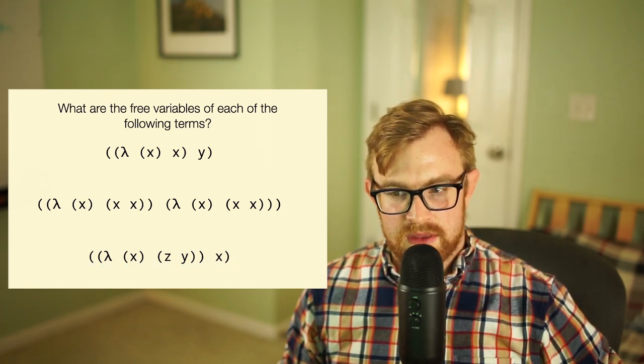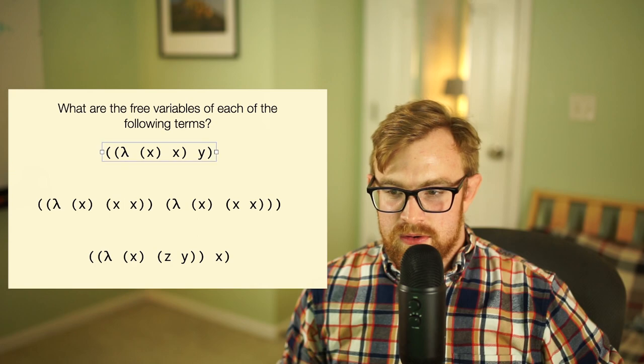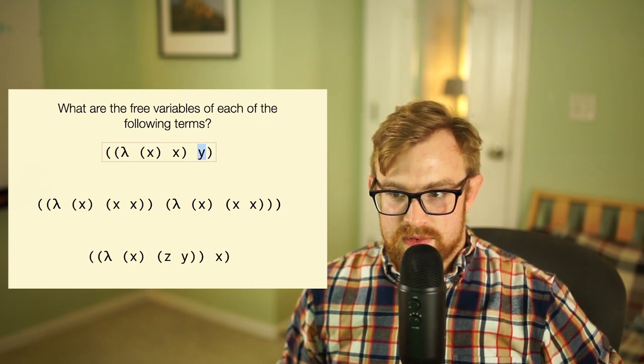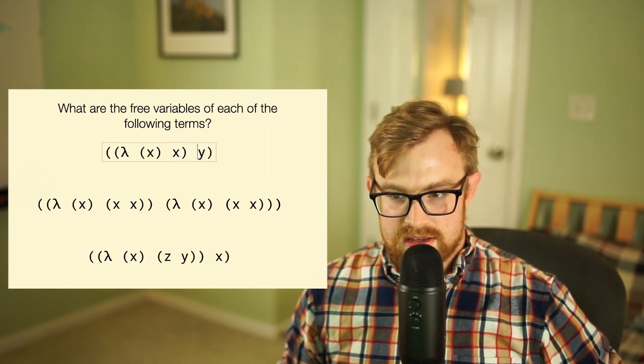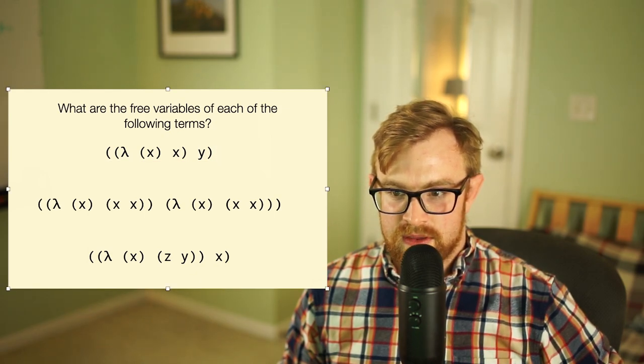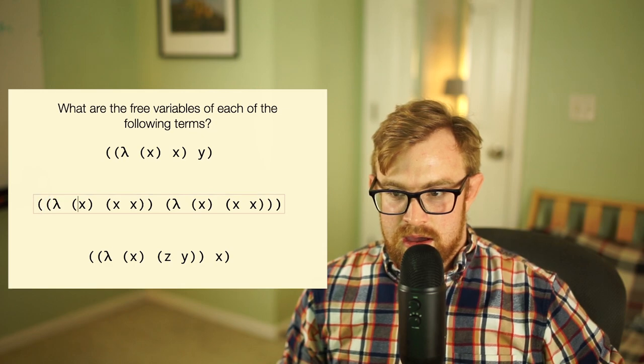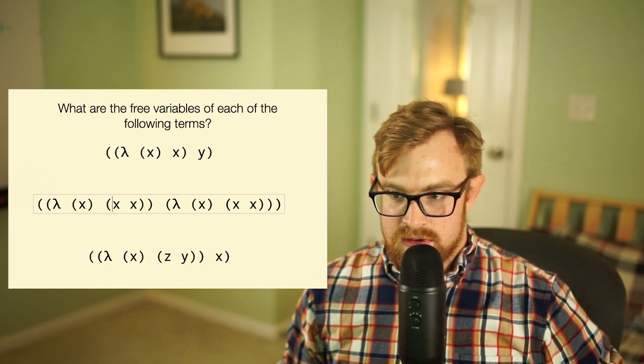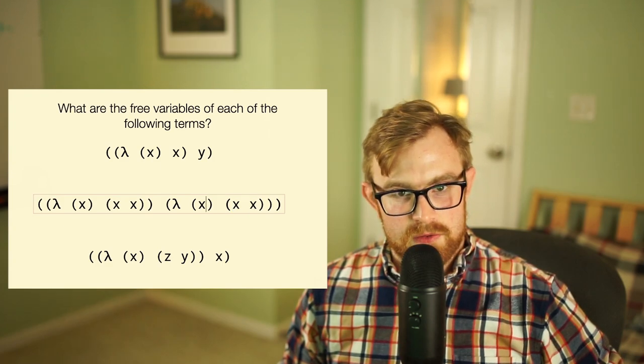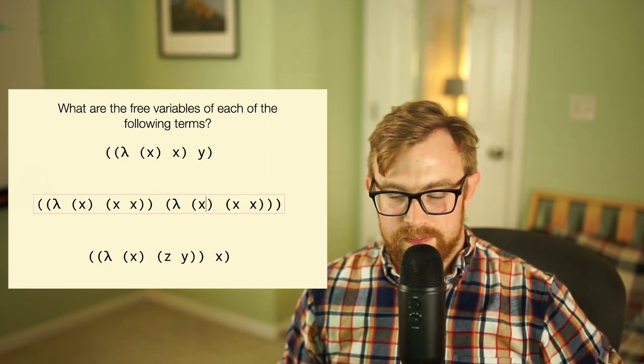All right. So for this first one, we're just going to have y. This x is bound right here, but then y doesn't have any single binder. All right, so this first one's going to be y. The second one, x is bound, and then both of these instances are bound right here. So this has no free variables. It's just the empty set.